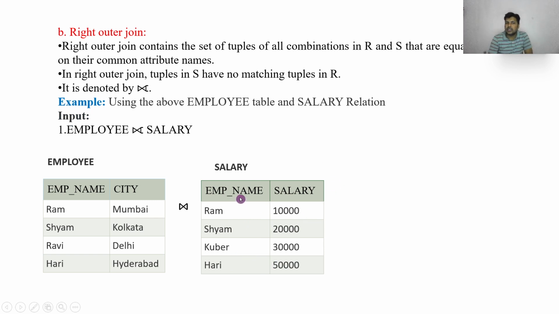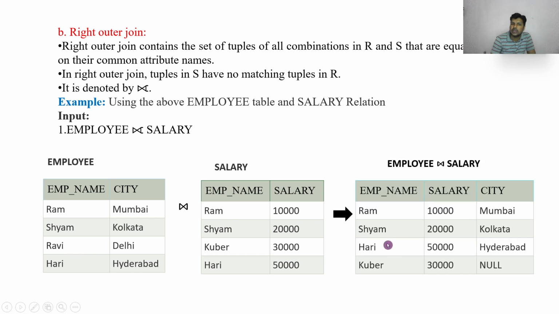What happens? It will take all the rows of the salary table and match them with the employee table. For example, Ravi is not matching, so it will avoid Ravi. Now Kuber we got, and Hari is not there; we know the salary, but we don't know the city, so it will just write null.